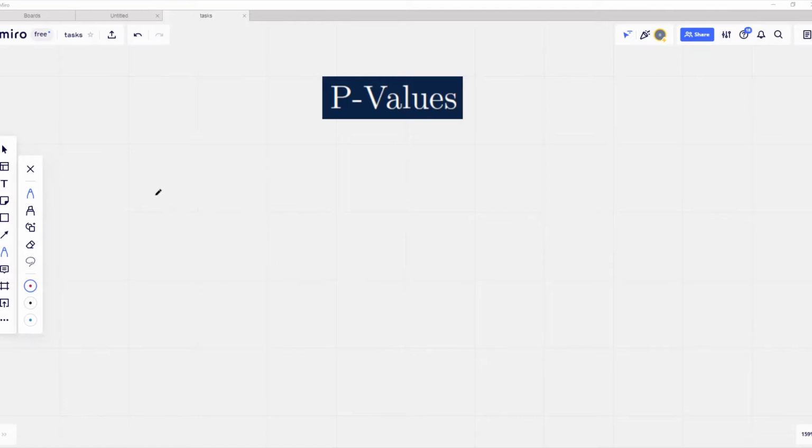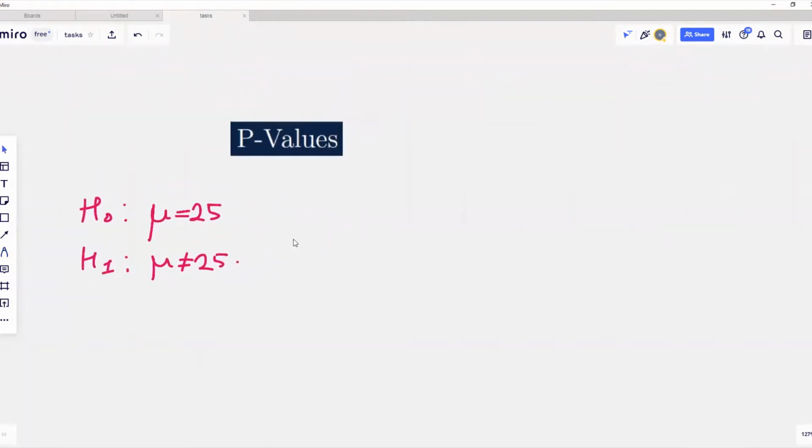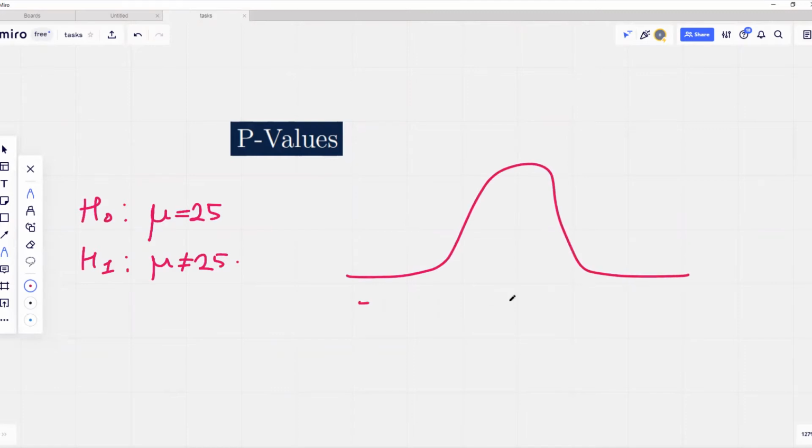So for instance, let's assume that you are conducting a hypothesis test, with the null hypothesis being that the mean is equal to 25 against the alternative hypothesis that the mean is not equal to 25. Then let's assume that you collect your data and your sample mean was equal to 27, let's say.